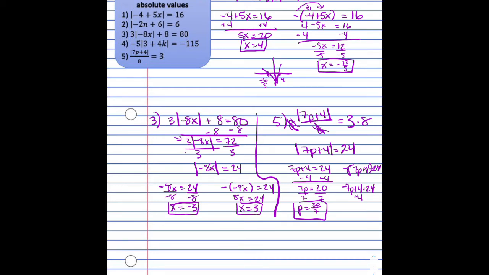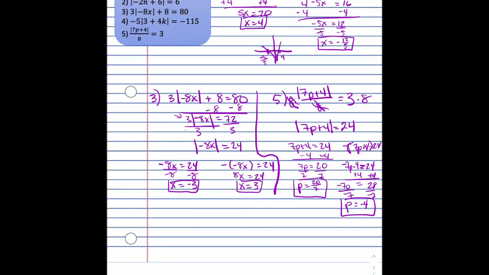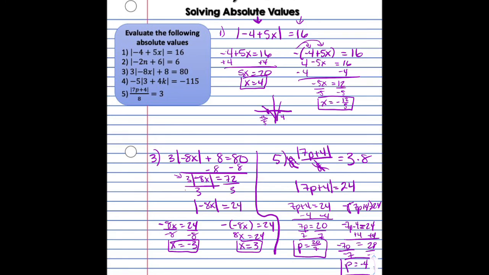Then over here we have negative 7p plus 4 equals 24. Sorry, I need to distribute that negative sign through. Negative 7p minus 4 equals 24. I can add 4 to both sides. So 28 equals negative 7p. Divide by negative 7. So p equals, what is that, negative 4, right? Negative 4. Okay, so here is solving absolute values.